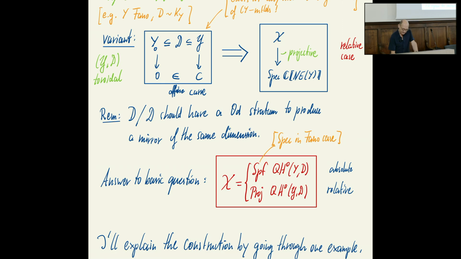So this thing has a natural ring structure. It's very similar to the ring structure you find in quantum cohomology. And then in the absolute case, you take the spec. Well, it might not be a finitely generated algebra, okay? So you need the formal spectrum.